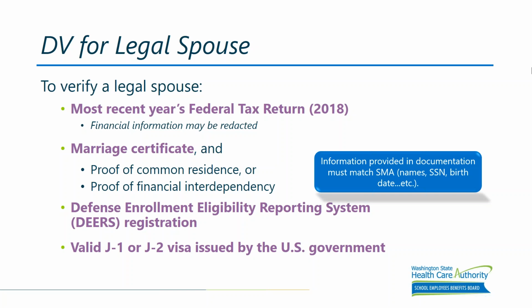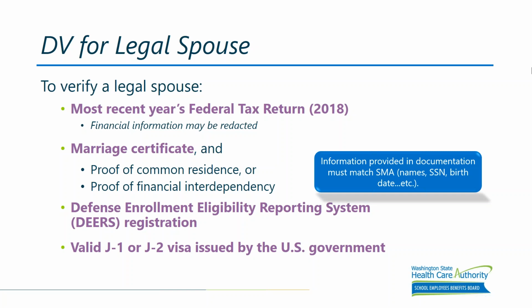If they do supply a marriage certificate, they'll have to also provide proof of common residence or proof of financial interdependency. And we'll take a look at some of those examples here in just a couple of slides. Now, if they are not submitting a tax return or a marriage certificate with that other proof, they could provide the Defense Enrollment Eligibility Reporting System registration or their DEERS ID cards. They would want to scan both sides of those cards or provide that registration document. Or they could also submit a valid J1 or J2 visa issued by the US government.